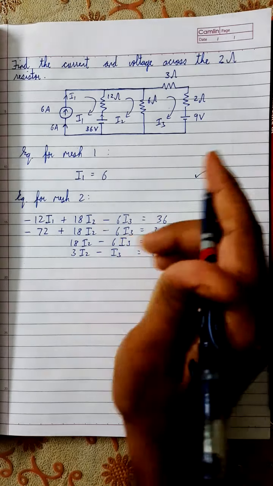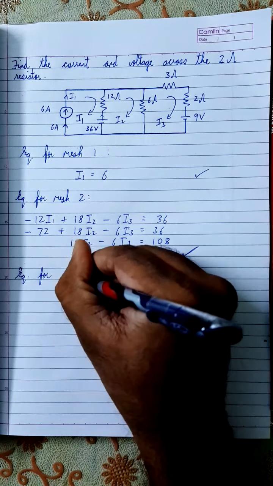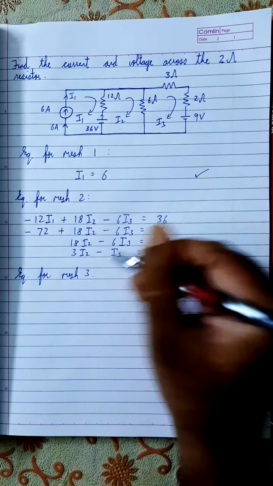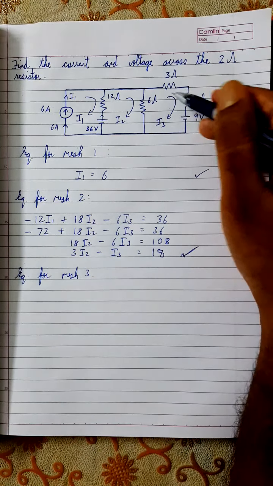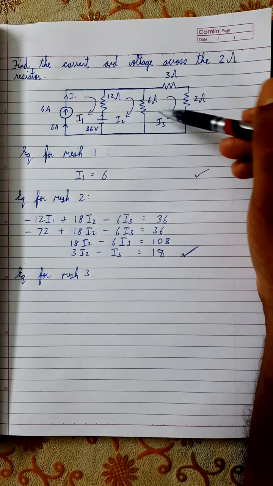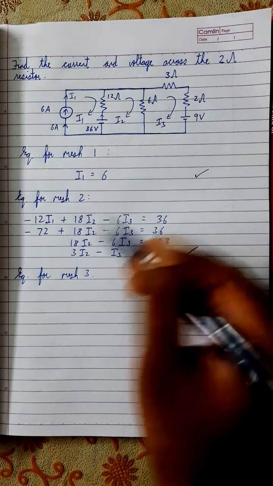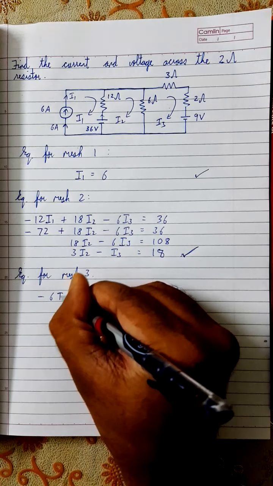Now I'm going to write the equation for mesh 3. In this mesh 3, I3 is positive and the remaining currents are negative. Remaining currents means only I2 is there. I2 touches only this one over here, so it's just minus 6 I2.